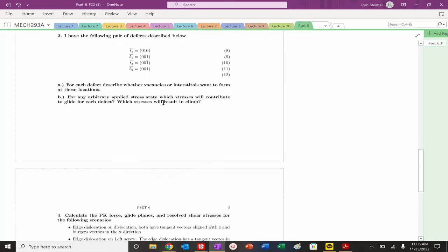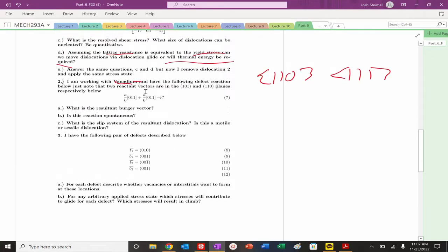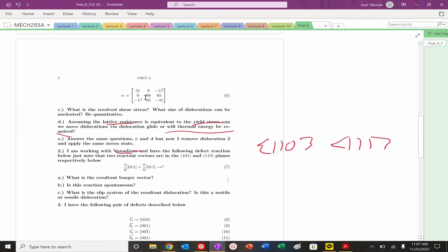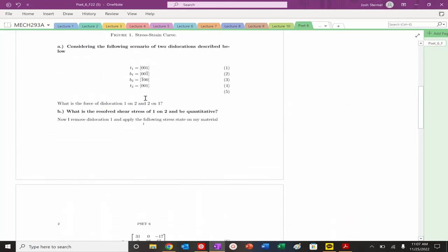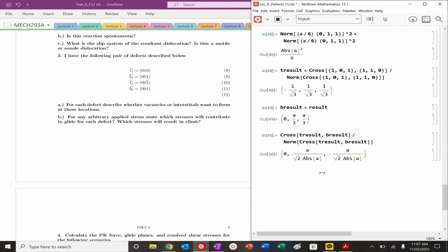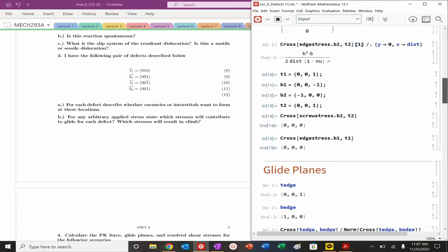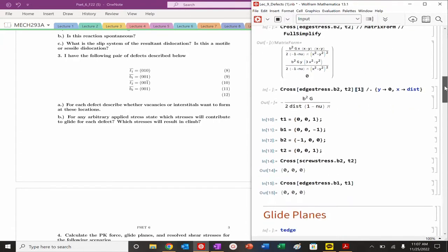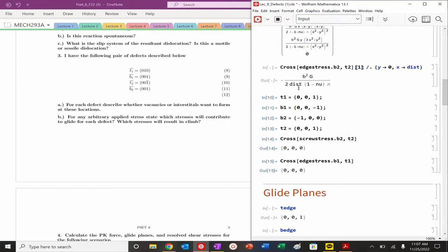Excellent. All right, I have the following defect pairs described below, and actually, it's very similar to the ones that we did, similar, but not the same. Not the same at all. So I have the following defect pairs described below, so actually, let's go back and work with these again. I'm just going to reevaluate this.